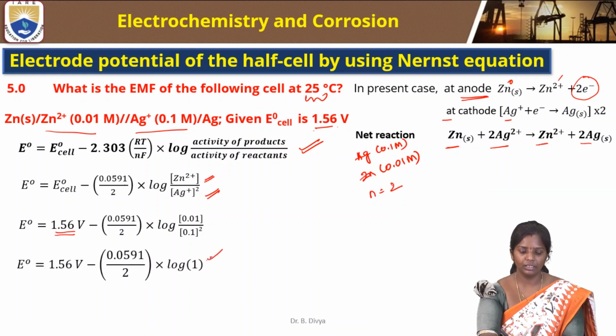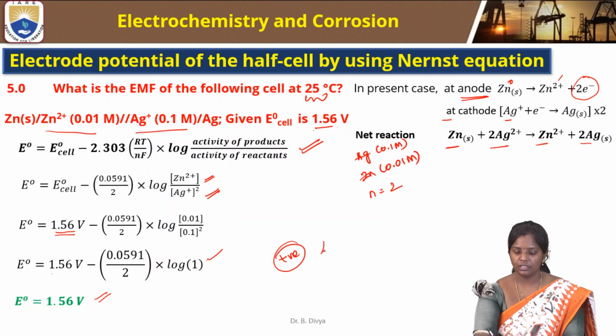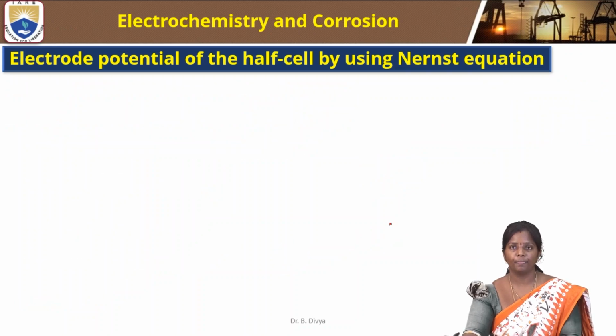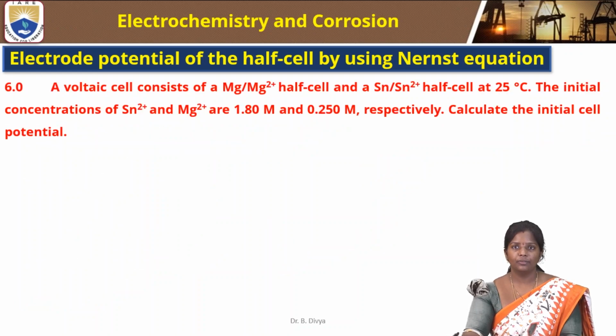So it is log 1, 1.56 volt minus 0.0591 by 2 into log 1, that will give 1.56 volt. So it is positive, so spontaneous, and the reaction is again feasible. So the next one is the voltaic cell.